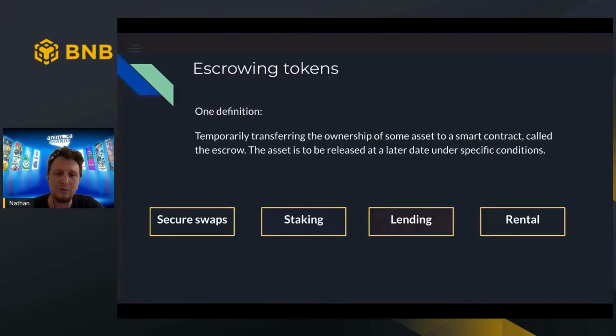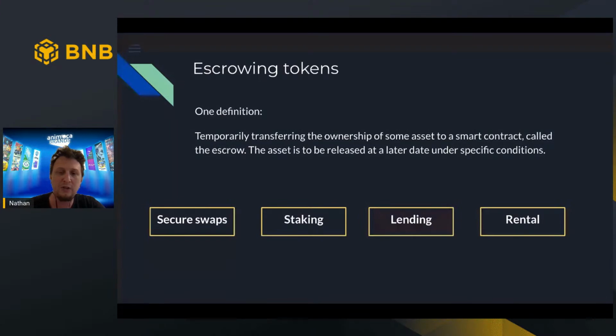Other use cases, which are very popular nowadays, would be lending and rental. Lending is very simple: you would escrow your asset while you give the right of usage to a third party. And the rental would be more or less the same logic. You lock your asset and you give the right of usage to someone else, but this time in return for some rent that they would pay.